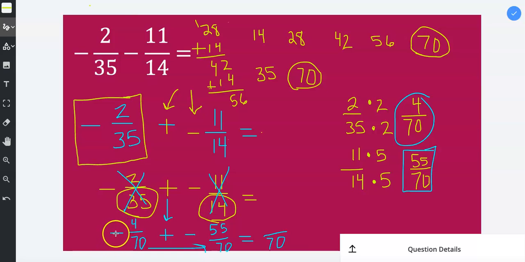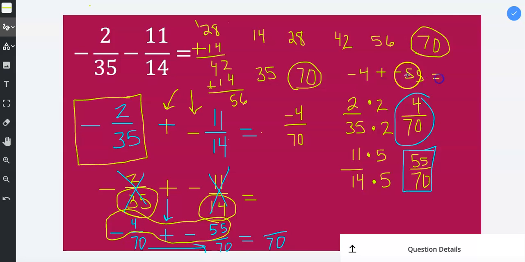Remember when I said this negative symbol, you could put it at the top? Because negative 4/70 is the same as negative 4 over 70. So I'm going to just circle it so that I picture it being attached to the numerator. So I put the negative with the 4, I put this negative with the 55. So this problem reads negative 4 plus negative 55. And then I apply my addition rules. Signs are the same, so I add. 55 and 4 makes 59.